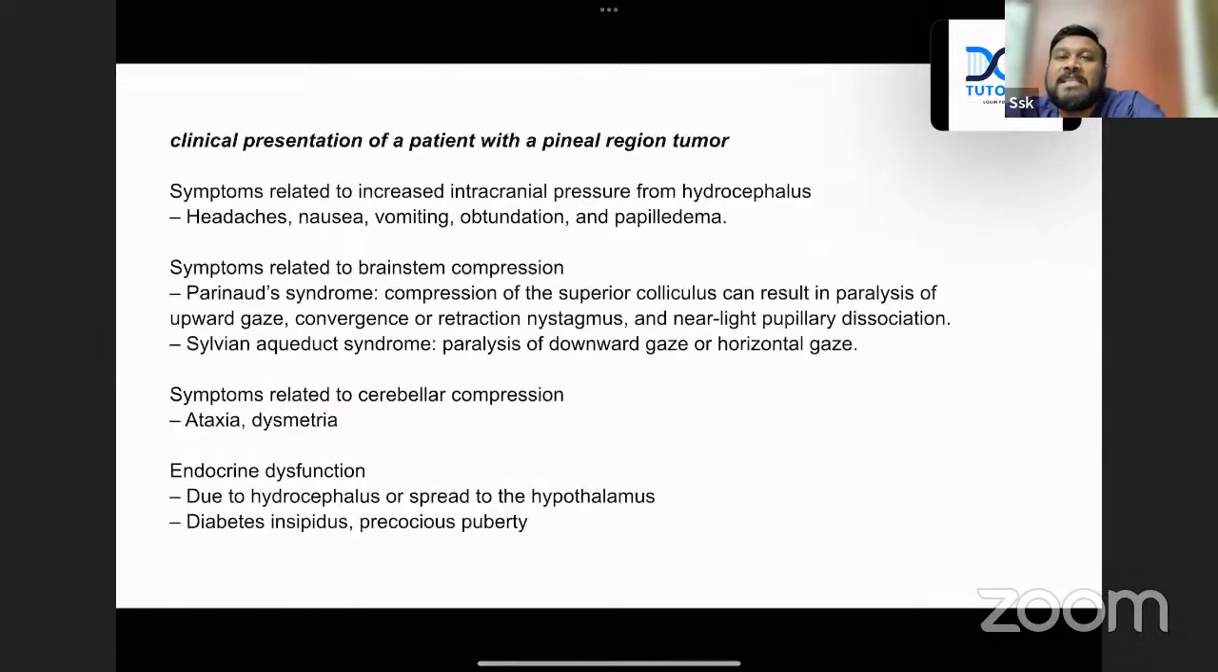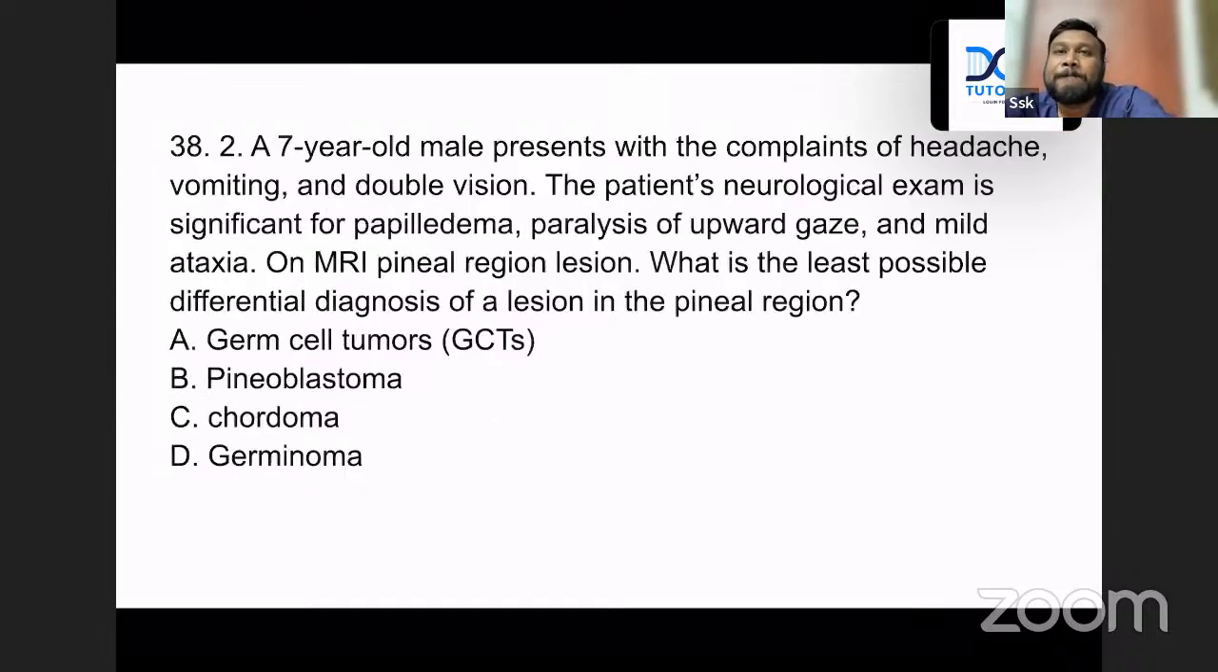This is what you call Parinaud syndrome. Compression on the superior colliculus results in paralysis of upgaze, convergence retraction nystagmus, and near-light pupillary dissociation. This is very, very important. I have described it very clearly in the classes, in the videos, and I hope you will not make mistakes on Parinaud syndrome or pineal region tumors. This is very important. Pineal region and pituitary tumors, all these are very important topics.